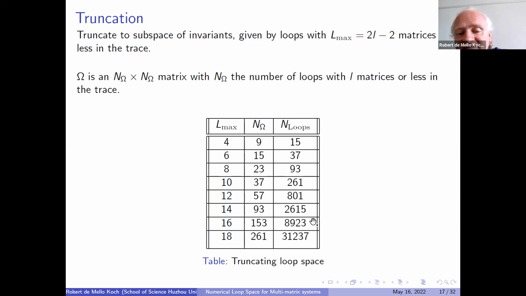With L max of 16, the code takes about 5 days to run. With L max of 14, it takes about 1 day. With L max of 12, about an hour. So at the moment, L max of 16 is as high as we can go. L max of 18, I stopped running after 3 weeks. So that seems to be out of reach at the moment.